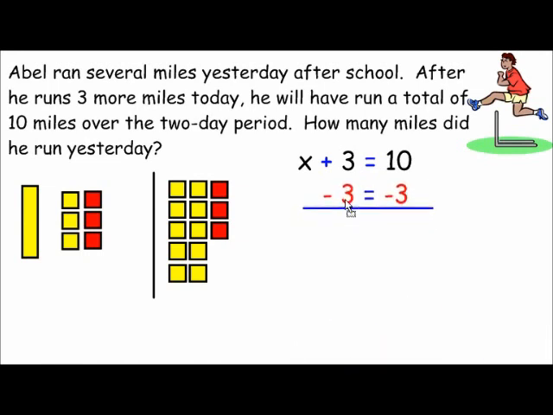Algebraically, we will show this step as subtracting 3 from both sides. This seems confusing at first because actually we added -3 to both sides of the equation. But remember, adding -3 to both sides of the equation is the same as subtracting 3 from both sides of the equation. Next, I will remove my 0 pairs.